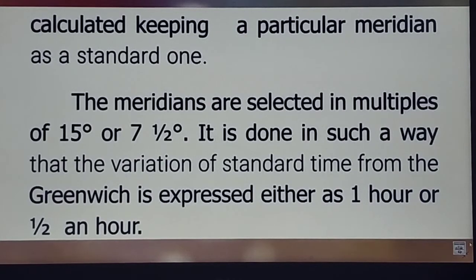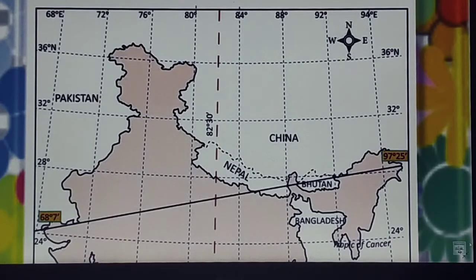Look at the image. The longitudinal extent of India is from 68 degrees 7 minutes east to 97 degrees 25 minutes east. As many as 29 lines of longitude pass through India. Having 29 standard times is not logical.